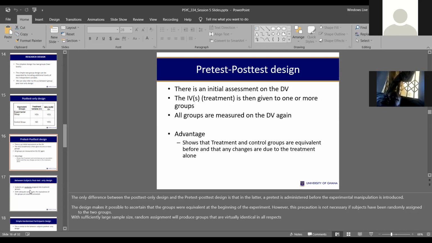Their viral loads were tested before the drug was given to them. Then after the drug was given to some of them, their viral loads again were tested. So that's how pretest post-test design is. And you could see that definitely we have two groups, the control group and the experimental group in this scenario. Okay, so please, any question? Any question?